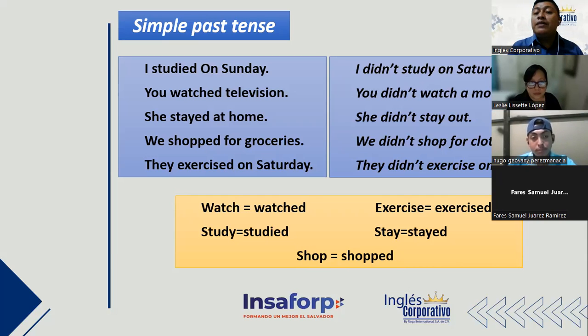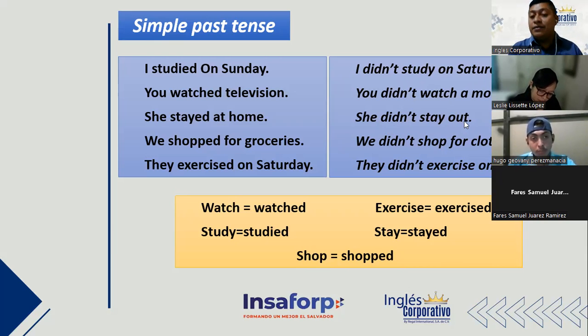Take a look at the following example. You didn't watch a movie. Tú no viste una película. You didn't watch a movie. El pasado va en el auxiliar, entonces el verbo necesitamos escribirlo sin conjugar, ¿verdad? En su forma infinitiva. She didn't stay out. Ella no salió. Ella estuvo en casa.